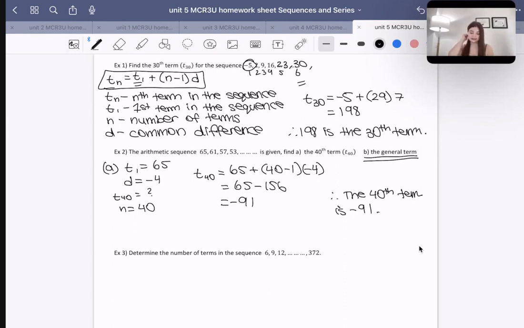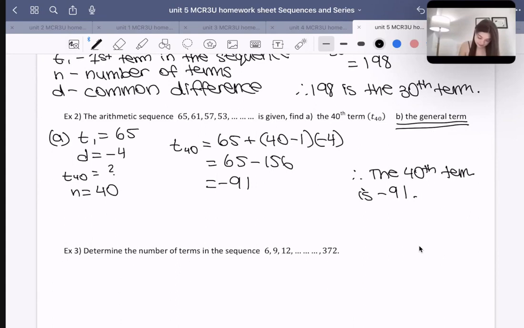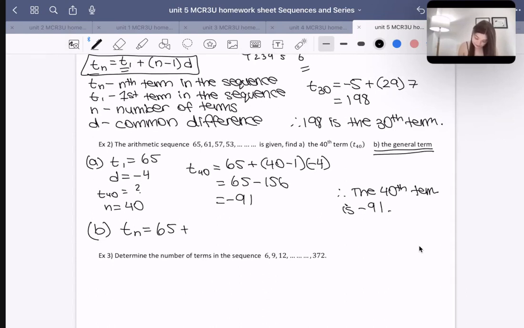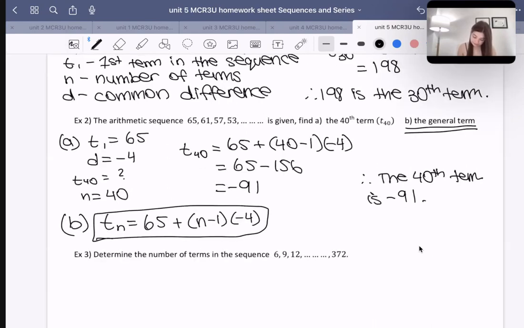So previously, we noted how in this case, the 40th term is negative 91. But what if I want a formula for the general term of the sequence? Sorry, not the series, the sequence. Well, the general term is just what is t of n in general? Well, t of n in general is going to be 65, the first term, plus n minus 1 times d, which is negative 4, okay? So this is the formula right here for our general term of the sequence.